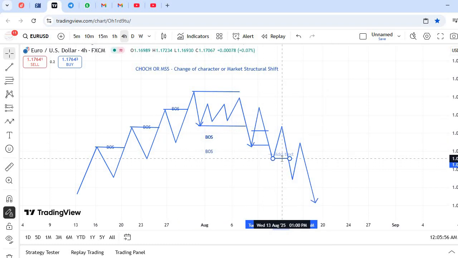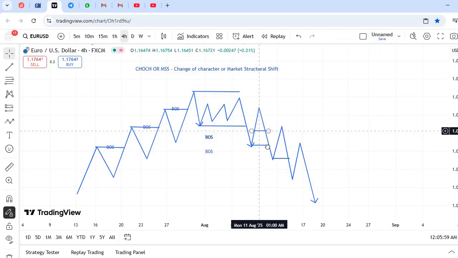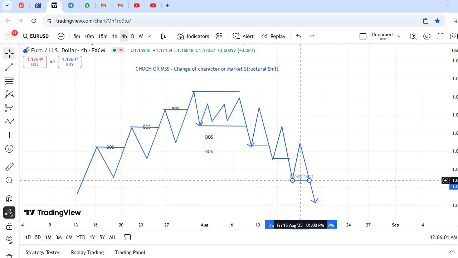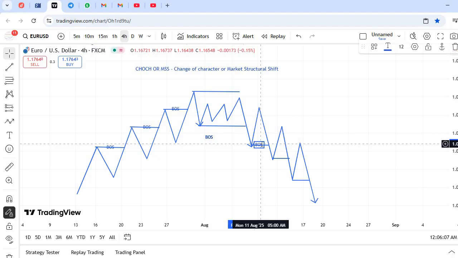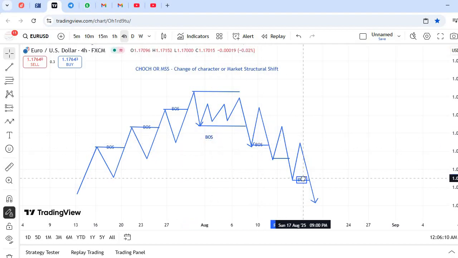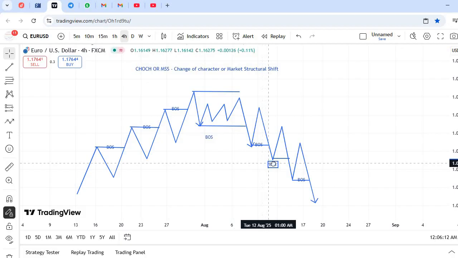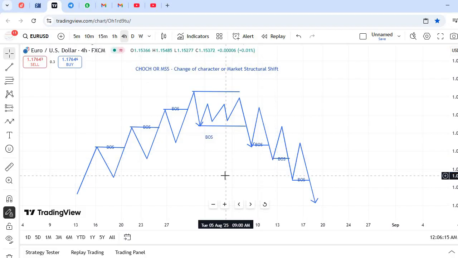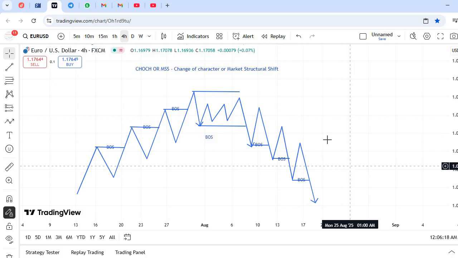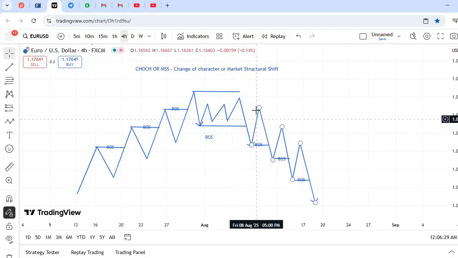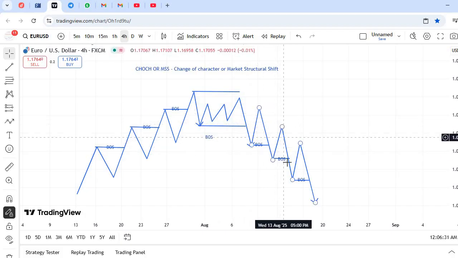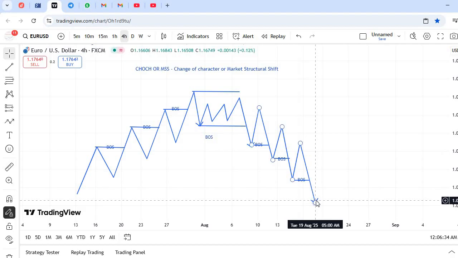So this is the second break of structure. This is the third break of structure. Can you see? So we have our BOS here. We also have our BOS here. So like I said, for the downtrend, the high sustains the trend. You can see the high should not be taken out. So impulse, correction, impulse, correction, impulse.